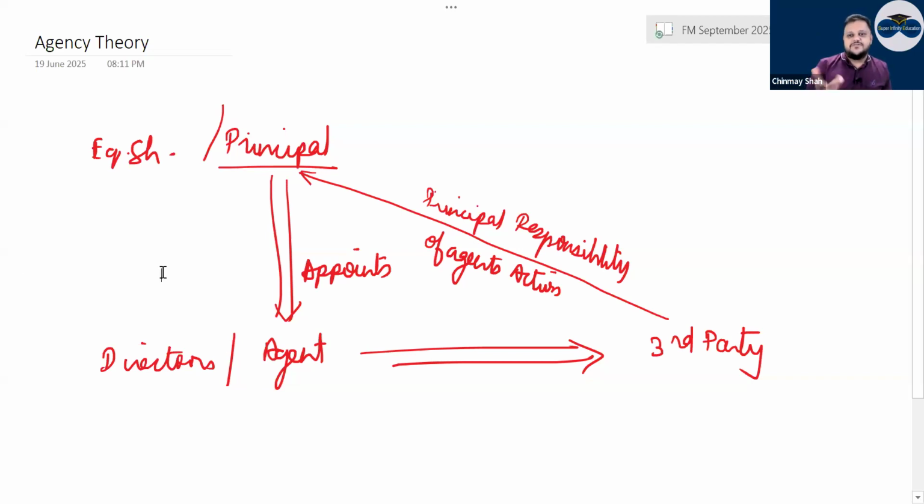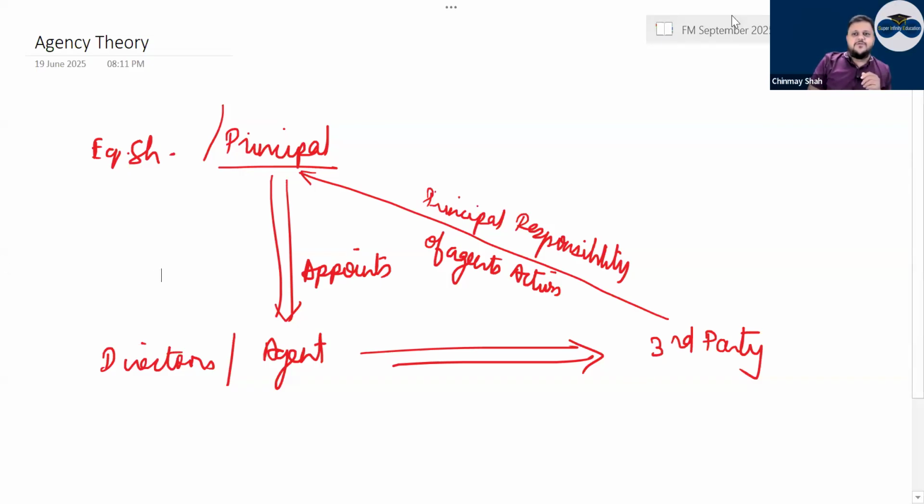So then what happened? Tell me. The directors or the agents or the employees of the company who were appointed by the principal or equity shareholder misrepresented the company in front of the third party, which led to losses, correct? And the company literally has zero value now, right? That is how it is.